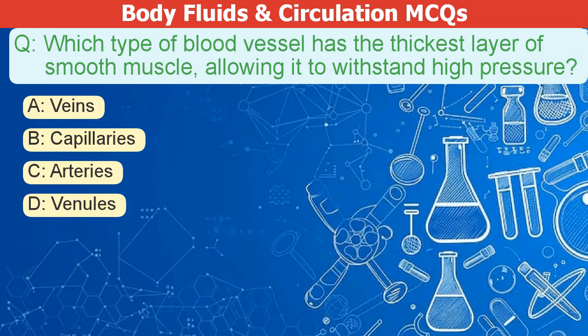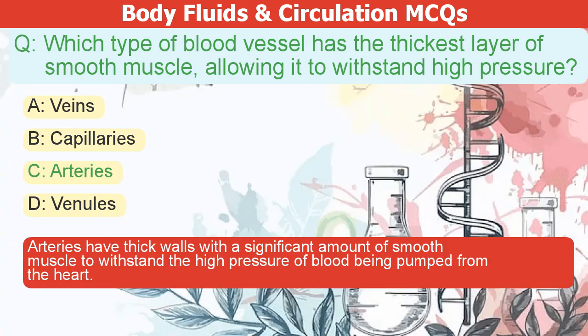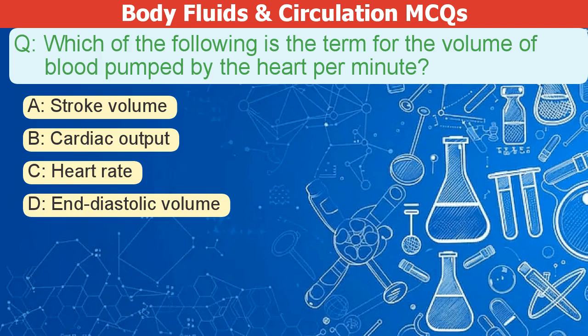Which type of blood vessel has the thickest layer of smooth muscle, allowing it to withstand high pressure? A. Veins. B. Capillaries. C. Arteries. D. Venules. The correct answer is C. Arteries have thick walls with a significant amount of smooth muscle to withstand the high pressure of blood being pumped from the heart.